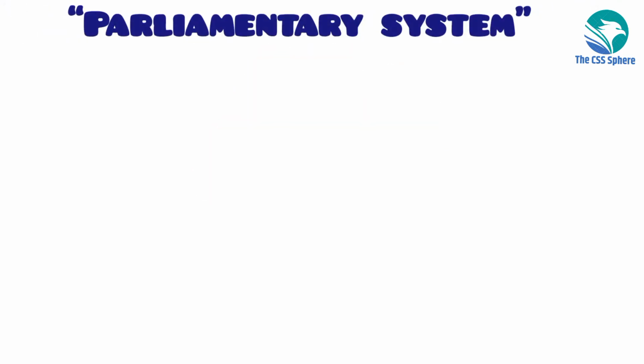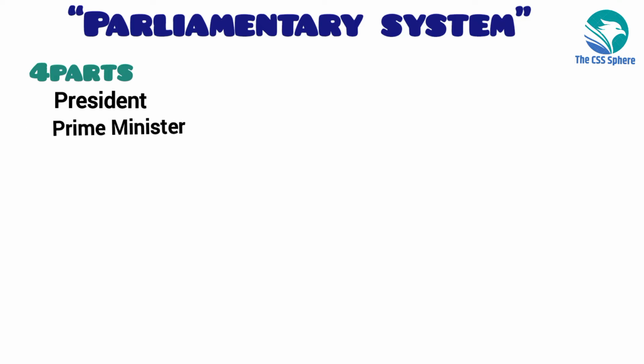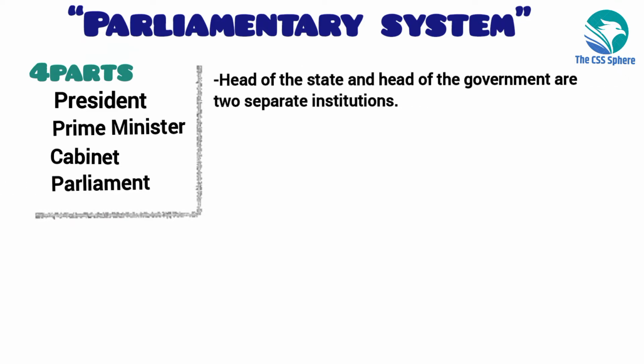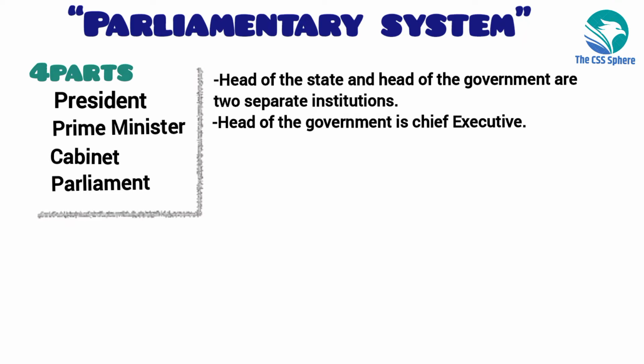Parliamentary system consists of four parts. Number 1, president or the head of the state. Number 2, prime minister or the head of the government. Number 3, cabinet and the parliament. It is the form of government in which head of the state and head of the government are two separate institutions. Usually head of the government is chief executive.